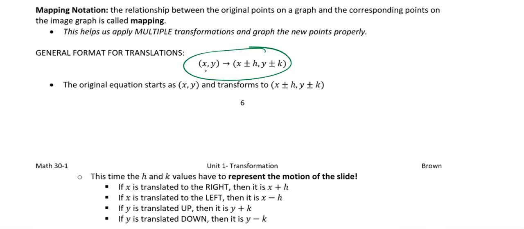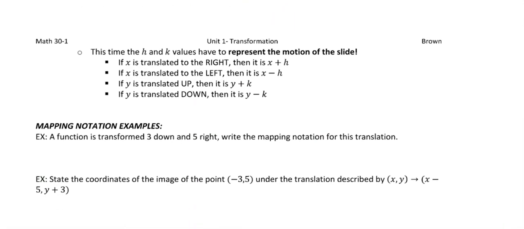So we're going to say any two points in the original graph are going to be transformed to either x plus a number or minus a number, and y plus a number or minus a number. Okay, to give you an example of this: a function is transformed 3 down and 5 right. Write the mapping notation for this translation.